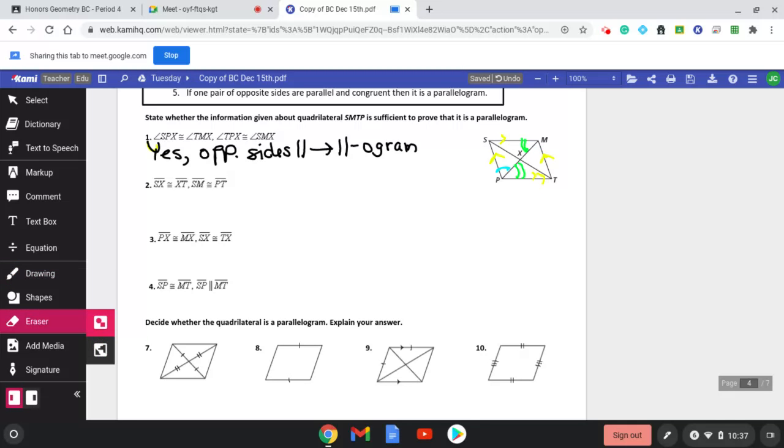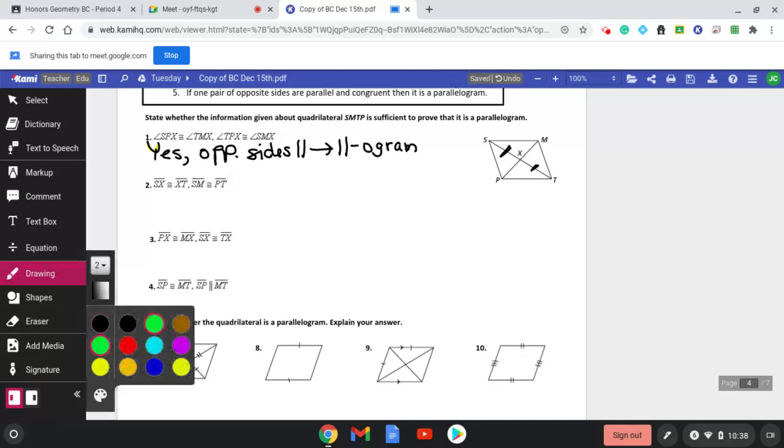And sorry if you guys have been doing this in pen, but I'm going to erase mine because I can. Let's get rid of all those. All right, we're ready to go. SX is congruent to XT. SM congruent to PT. Is that good enough to make a parallelogram? Remember, it's got to look like one of those 5 diagrams I started at the beginning. It can't be like a piece from this diagram. It's got to look like one of those diagrams. Do I have that right now?